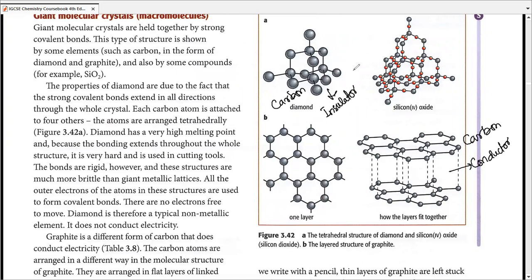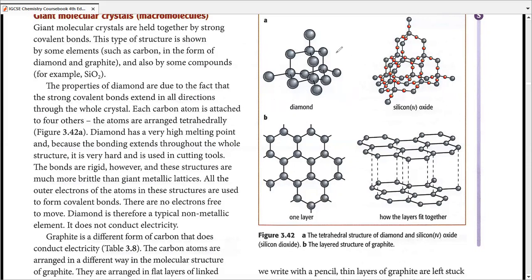That's because carbon is bonded to four other carbon atoms in this case, and because here carbon is only bonded, my bad, to three other carbon atoms, and it has a free electron that can move in between the layers. I hope that makes sense, right?